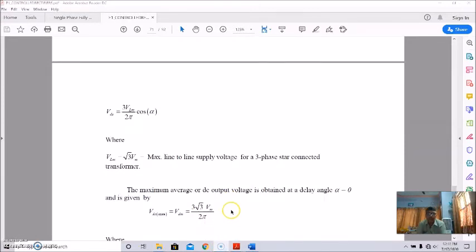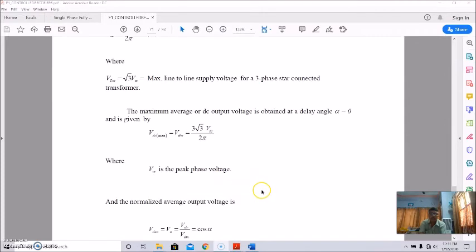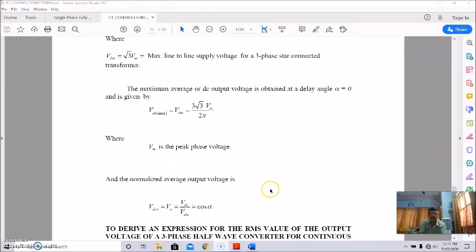So actually, this is the maximum line-to-line supply voltage for a three-phase star-connected transformer. The maximum average or DC output voltage is obtained at a delay angle alpha equal to 0, and that is given by maximum DC VDM equal to 3 root 3 Vm by 2 pi. Here Vm is the peak phase voltage, and the normalized average output voltage is VDCN equal to VDC by VDM equal to cos alpha.